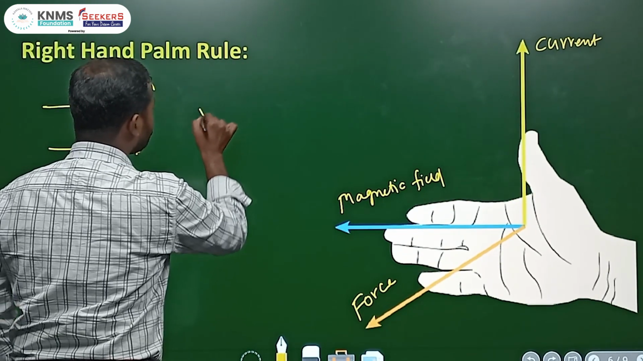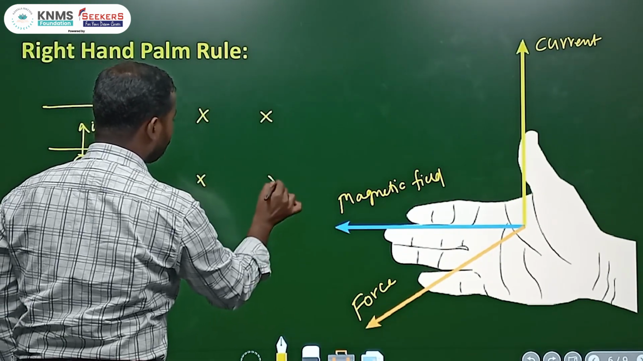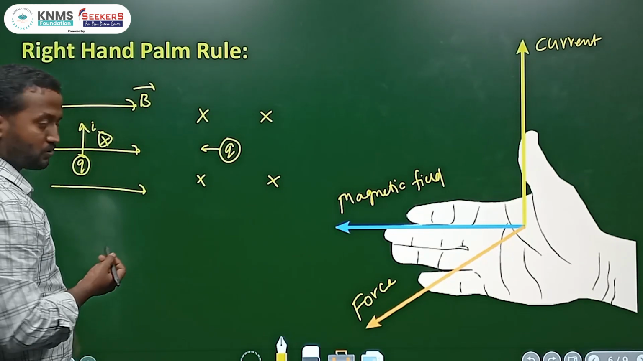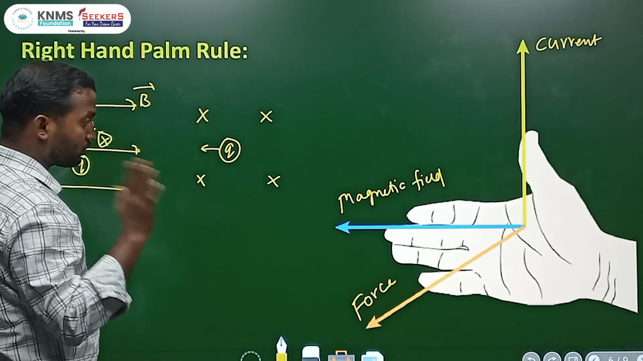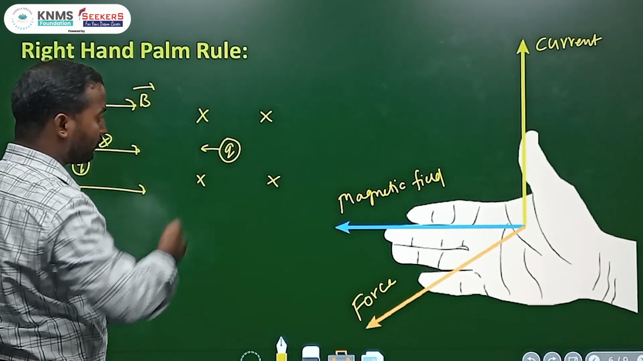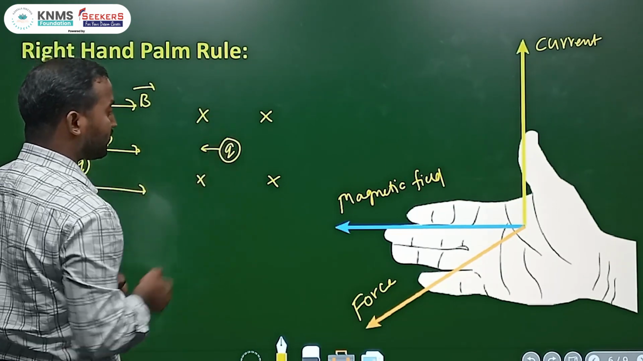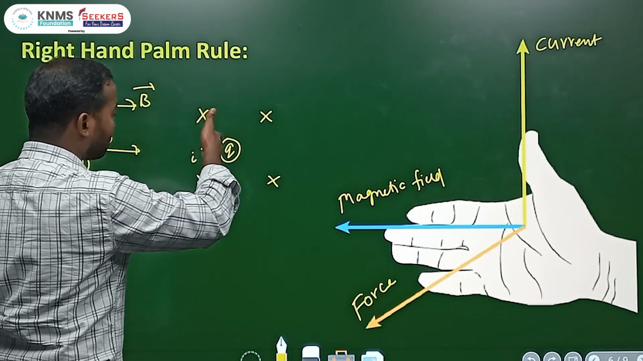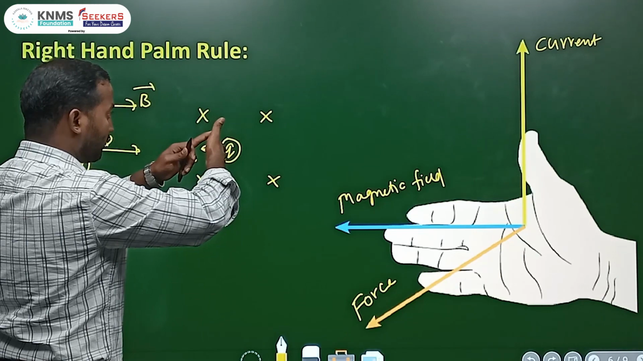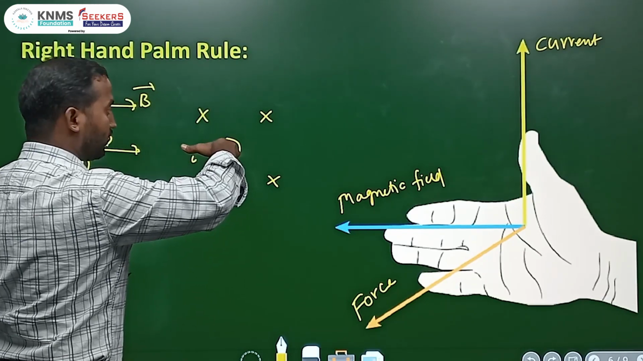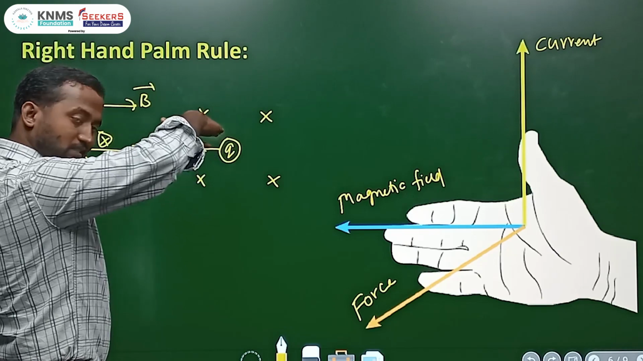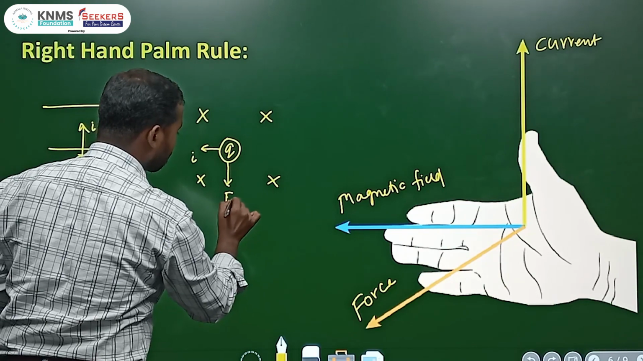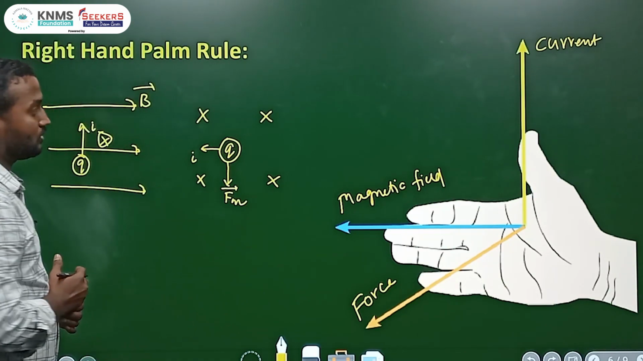Now let us say I take the magnetic field into the plane like this, and there is a charge moving in this direction. Again you take your right hand, show the four fingers in the direction of the magnetic field, and the charge is moving in this direction, hence the current is in the same direction. So rotate your thumb in the direction of current. The palm is showing downwards right now. Hence the magnetic force experienced by this will be downwards. This is how you will apply the right hand palm rule.